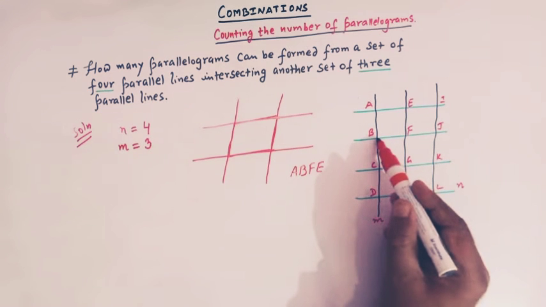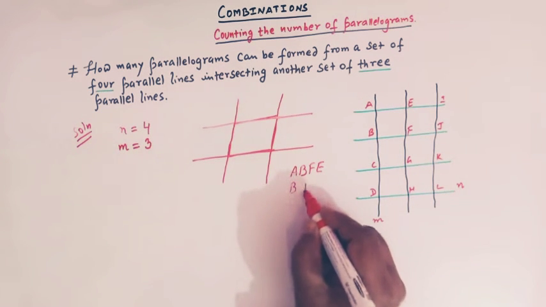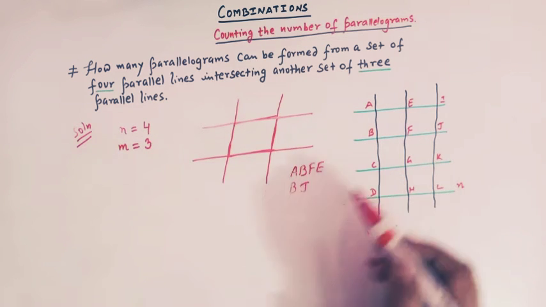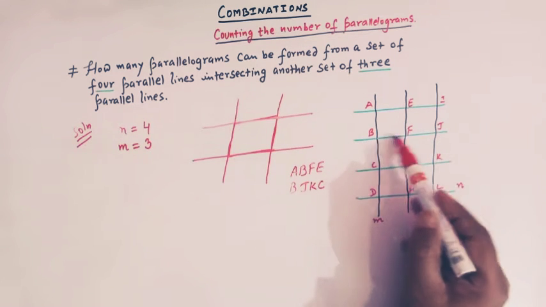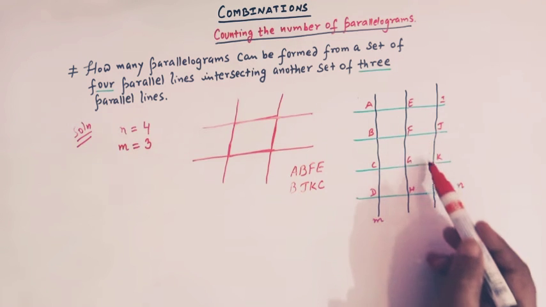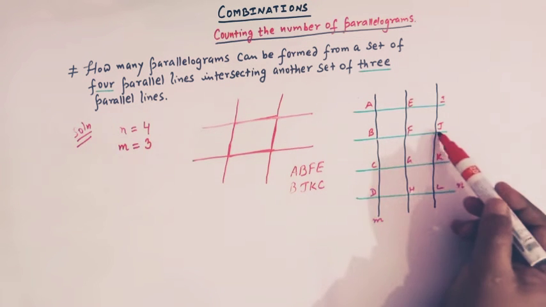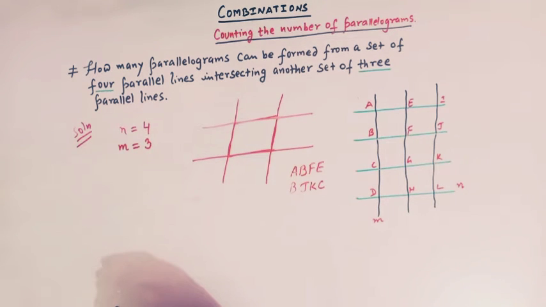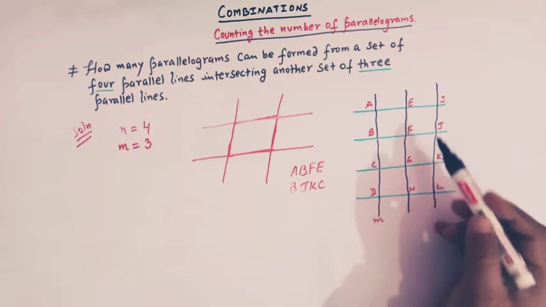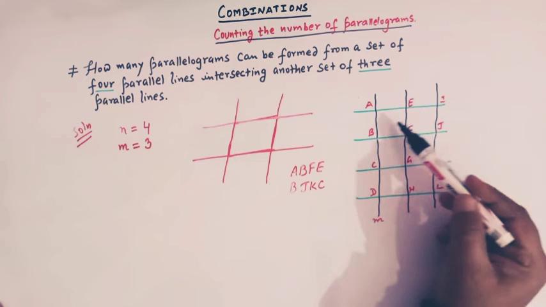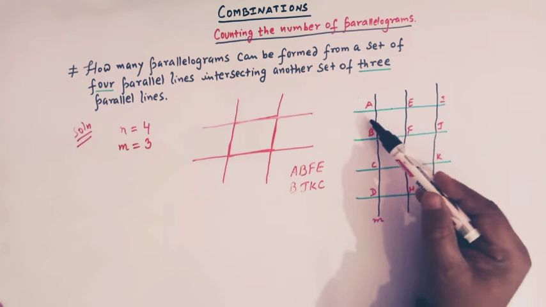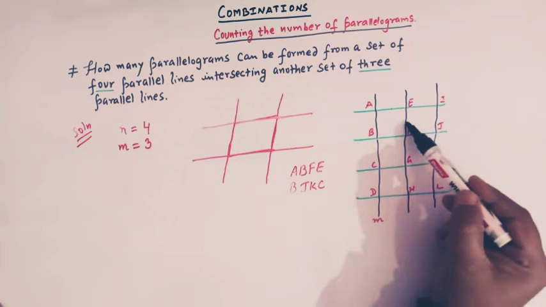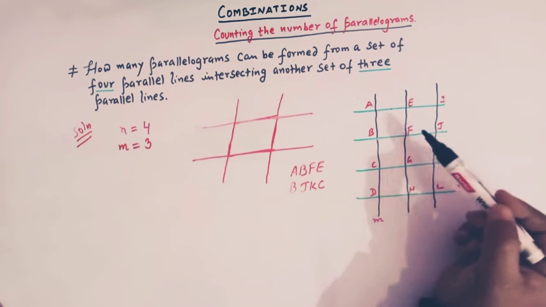Similarly, if we take the parallelogram BJKC, again we see that the sides BJ and CK are green, and BC and JK are black. So the parallelogram has 4 sides, 2 sides made up of green lines, and the other 2 sides made up of black lines.